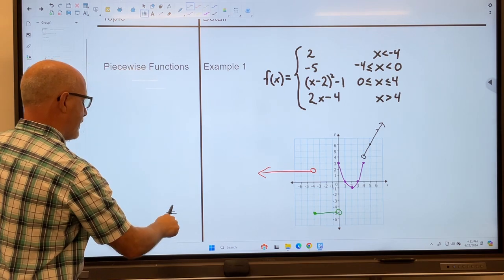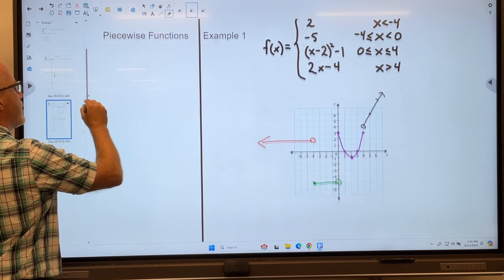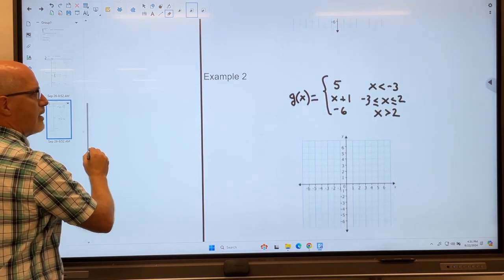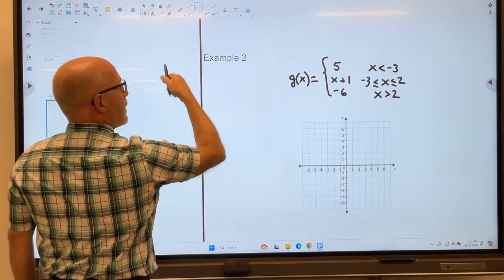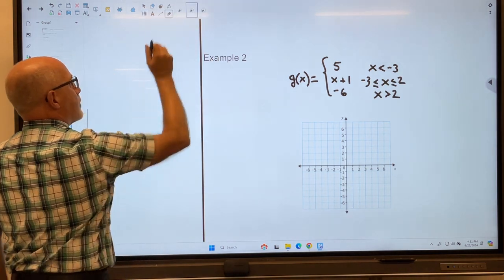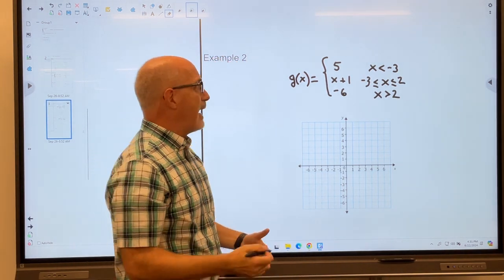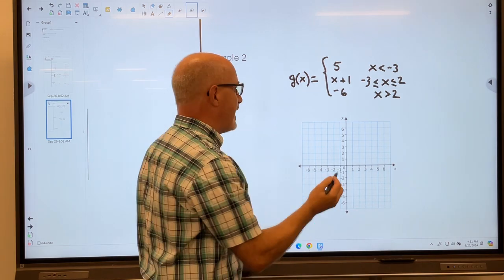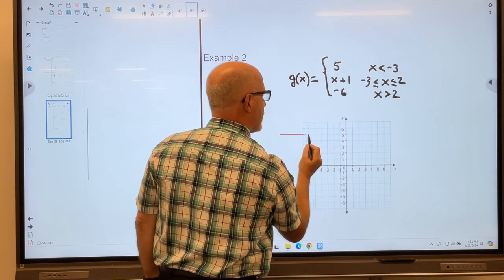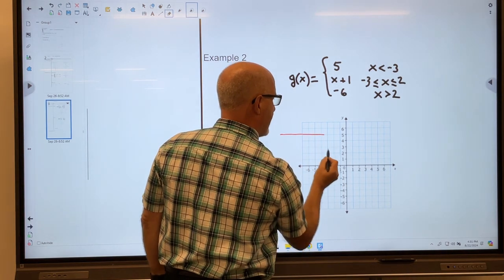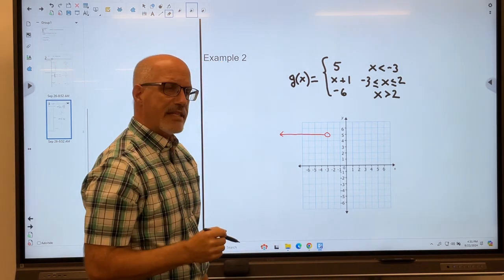Let's try another one. Let's try this one down here. All right, let's go back to red for this one. I'm going to do all of it in red for this one, okay? So we're getting used to this idea of restricting the domain. So what I'm going to do is draw a horizontal line at 5, okay? And I'm going to stop it at -3. So horizontal line, and then here at -3, I'm going to stop it and put an open dot.